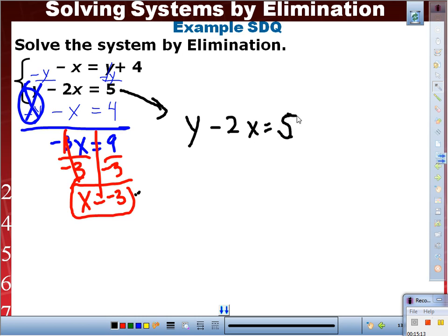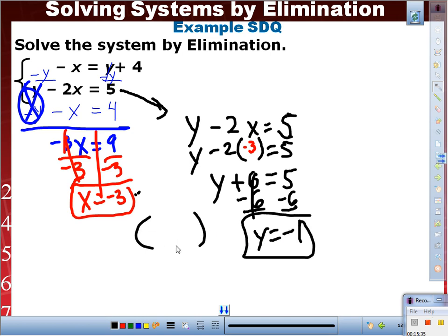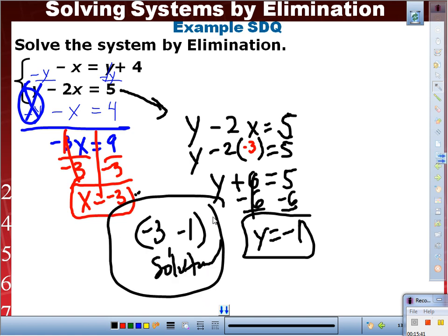Well, but instead of x, what goes there? -3. Bring everything else down. y minus 2 times -3 equals 5. So what is -2 times -3? +6. So therefore, y plus 6 equals 5, y equals -1. Solution, -3, -1. Hands, have you got that?